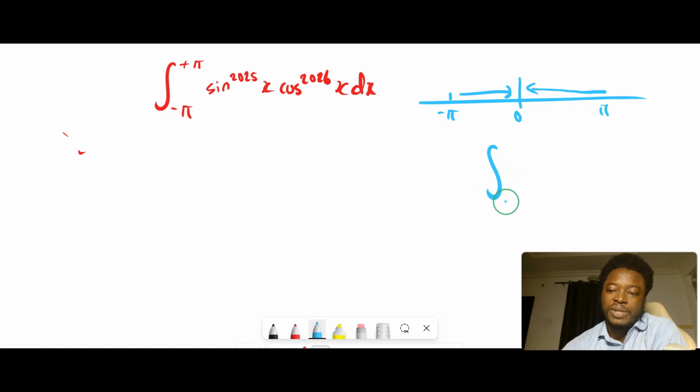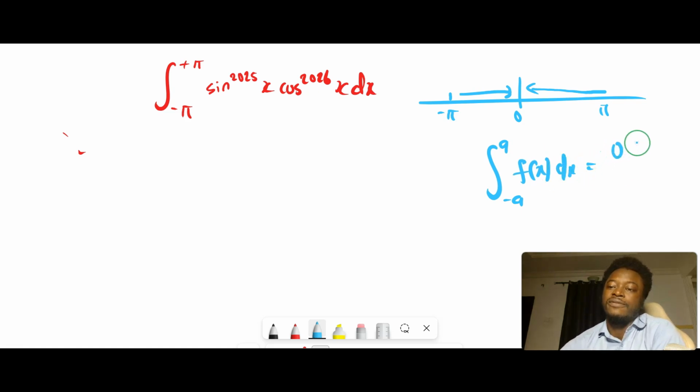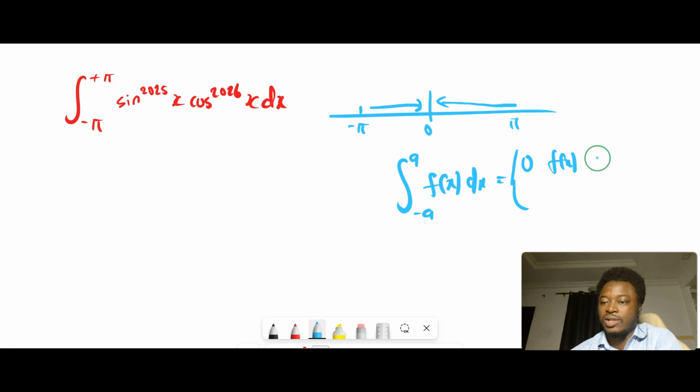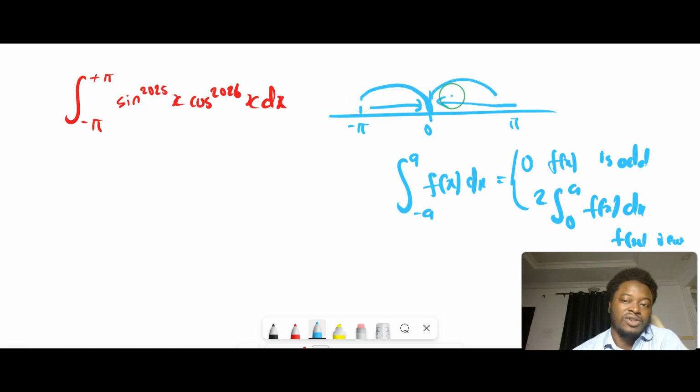Well, it says that the integral from negative a to positive a of f of x dx would equal two things. It would be 0 when f of x is odd. So if f of x is odd, this would be 0, and it will equal twice the integral from 0 to a of f of x dx if f of x is even. So if this function is even, instead of computing from this interval and then this interval, you can just take only this interval and multiply the result by 2. So that is what it means.